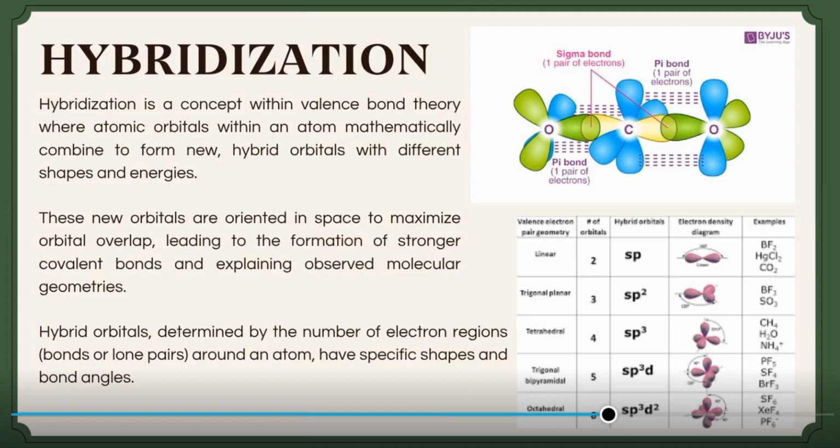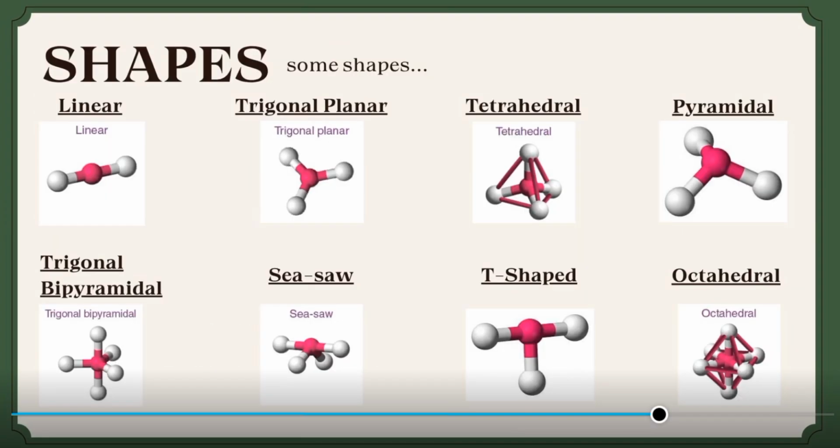Now, picture this. An atom as a DJ, mixing orbitals like beats. It blends s and p orbitals to create brand new hybrids, perfect for stronger bonds. sp gives us a linear, sp2 gives us a trigonal planar, and sp3 builds the mighty tetrahedral. Hybridization, chemistry's ultimate remix of nature.